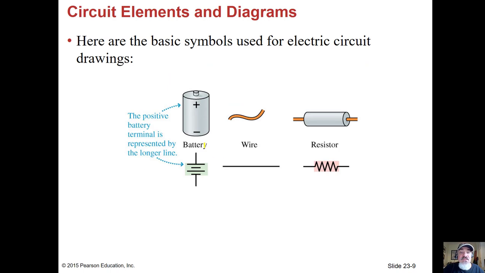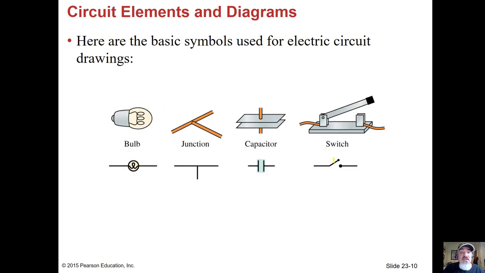Here's the symbol for a battery. The longer part is the plus side, the shorter part is the negative side. A wire is just a straight line like this, or you can curve it if you want to. A resistor has this shape. Good, we'll use those when we draw some circuits. A light bulb you could represent like this, and a junction is a couple of wires coming together. For a capacitor, these lines are equal lengths, this side and this side. The difference with the battery is that a battery has one side longer than the other, where the long side is the positive side. Or you could have an actual switch here too.